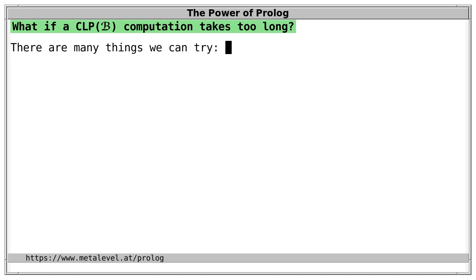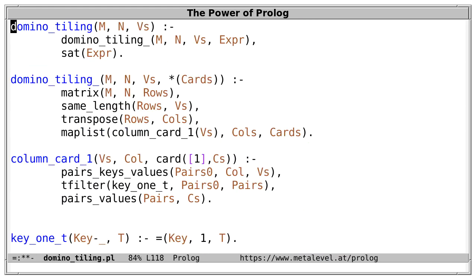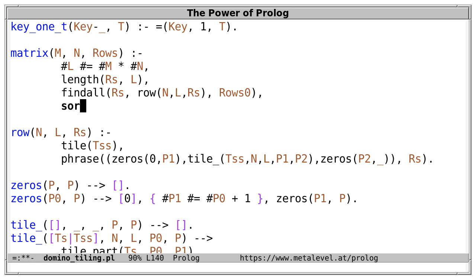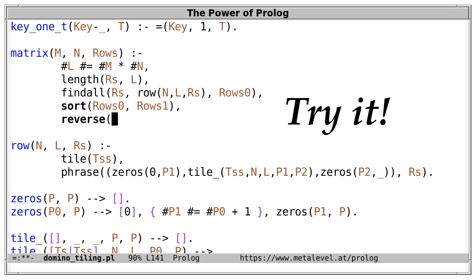And there are many things we can try. For instance, we can try different orderings of variables and constraints. For example, let's look at how we describe the rows of the matrix. A very simple change we can make here is to sort the rows, say lexicographically. This is a very small change, which nevertheless has a measurable impact on performance, because the order of constraint variables matters for CLPP. So I suggest you try it. And also other variants, such as what about reversing the list and so on.